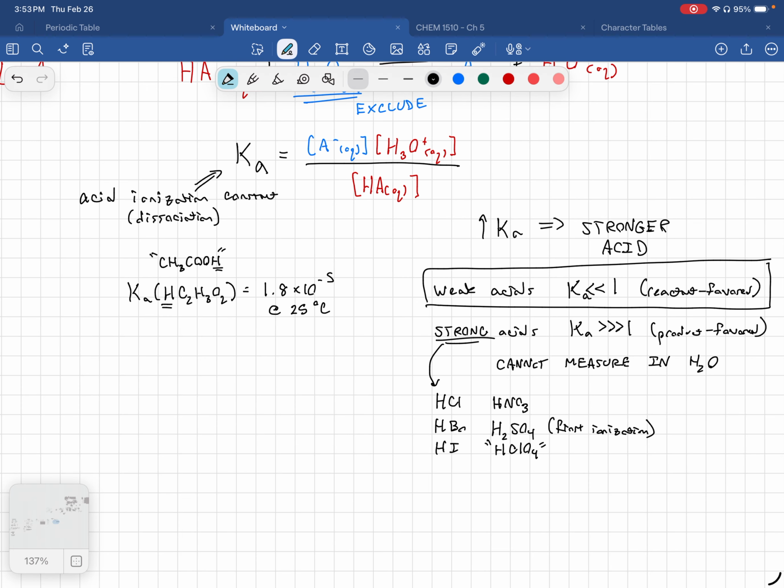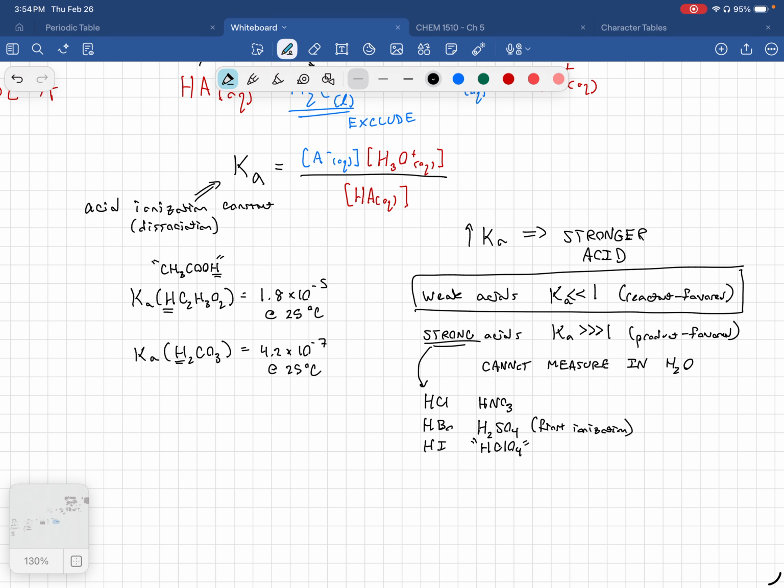Okay, let's look at another acid. Let's look at carbonic acid. Okay, so the first proton of carbonic acid, because it has two, we'll talk about that here in just a moment, 4.2 times 10 to the negative seventh at 25 degrees Celsius. Right, so you'll note that's even weaker than acetic acid. Okay? All right.